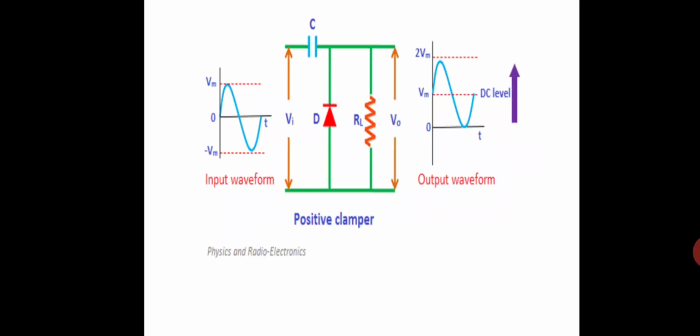According to the definition, a clipper delimits the amplitude of the output voltage, and a clamper shifts the DC level of the output voltage. What is the output voltage of a clipper and a clamper? In clipper circuits, the output is less than the input voltage, but in a clamper circuit the output is a multiple of the input voltage.